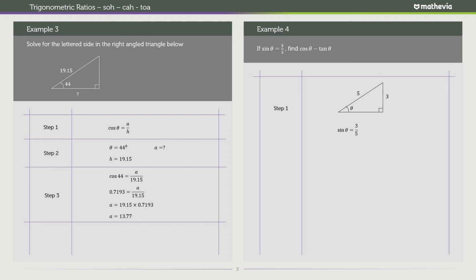Now we're looking to find cos theta. To find cos theta, we're going to need the adjacent. And to find the adjacent given the hypotenuse and the opposite, we simply make use of Pythagoras' theorem. And basically, looking at this triangle, you should already be able to tell that the adjacent would be 4. Okay, basically 25 minus 9 will give you 16, and root of 16 will give you 4. And this would tell you that the cosine of the angle in the triangle would be 4 divided by 5. And the tangent will be 3 over 4. And to find cos theta minus tan theta, we just do 4 over 5 minus 3 over 4, and we end up with 1 over 20.